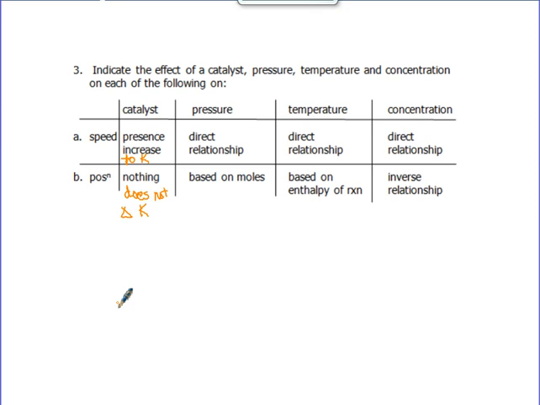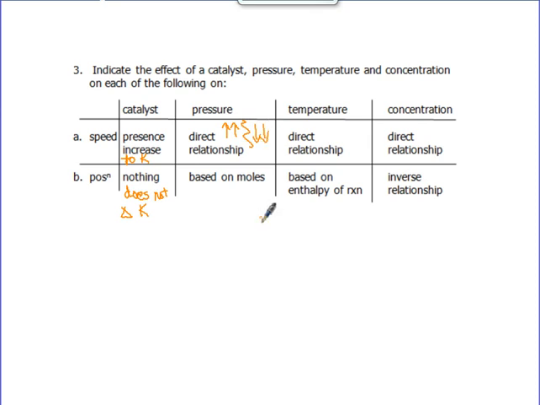All right, what about the next one? How does pressure impact speed? How does pressure impact position? Pressure has a direct relationship. That means if you increase the pressure, you're going to increase the speed, or vice versa, decrease.